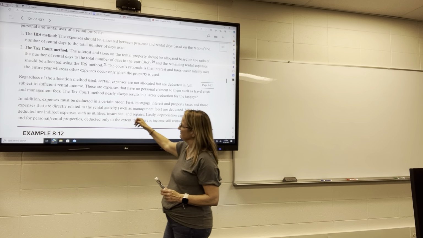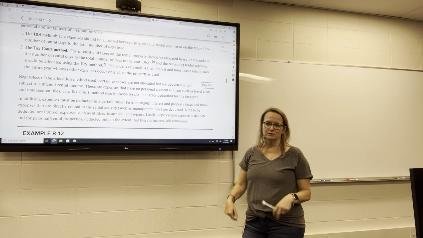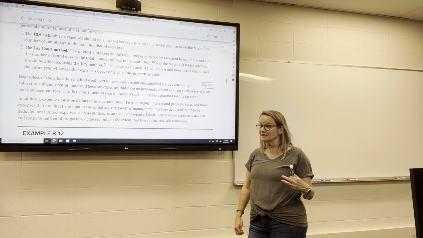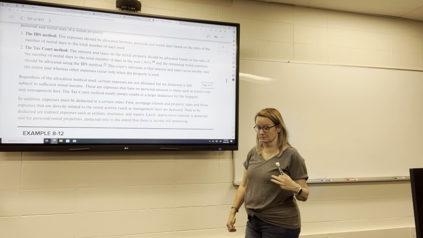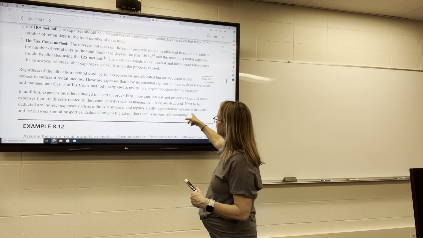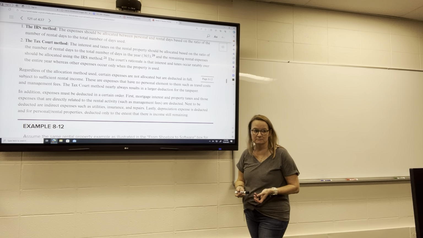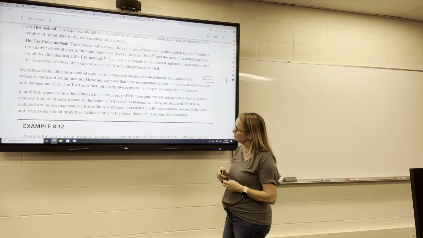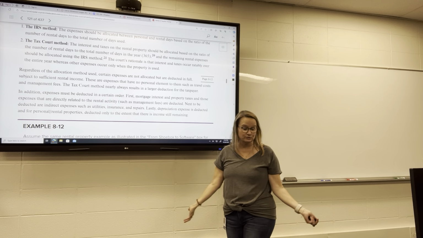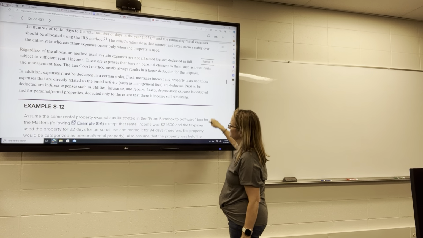Also, the expenses have to be deducted in a certain order, because remember, we can't go below 0. Anytime we can't go below 0 on something, like with that home office deduction, we have to do things in a certain order. First, mortgage interest and property taxes, and those expenses that are directly related to the rental activity are deducted. Next are indirect expenses, like utilities, insurance, and repairs. Last is depreciation, deducted only to the extent that there is still income remaining.